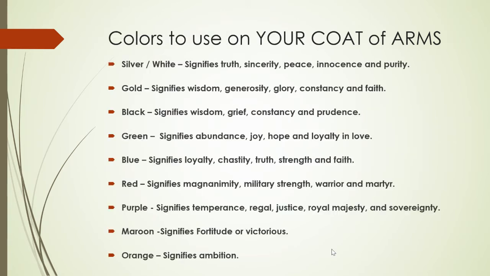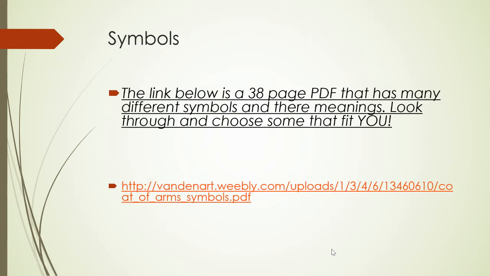Some of the different colors that you're going to be able to use is your background. You can see here there's silver and white, and there's gold and black and green and blue and red and purple, maroon and orange, and they all signify something. So if you feel like you're someone who has a lot of wisdom, use black. If you feel like you're someone who is victorious a lot, use maroon. If you're someone who's very ambitious, you would like to use orange. If you're someone who is very peaceful, pure, innocent, and truthful, you should use silver or white.